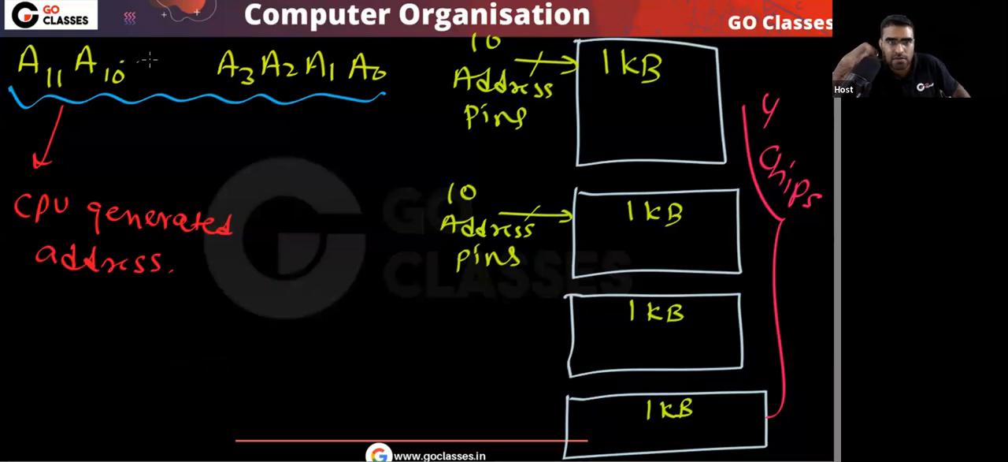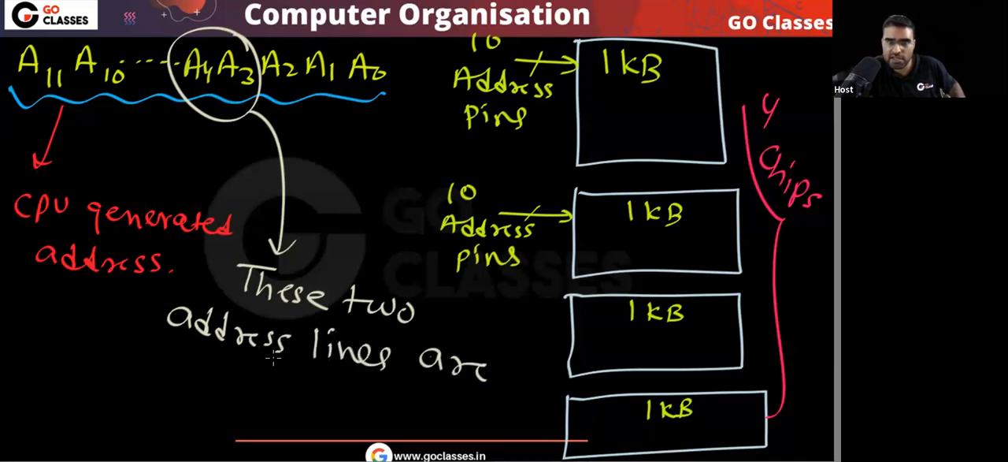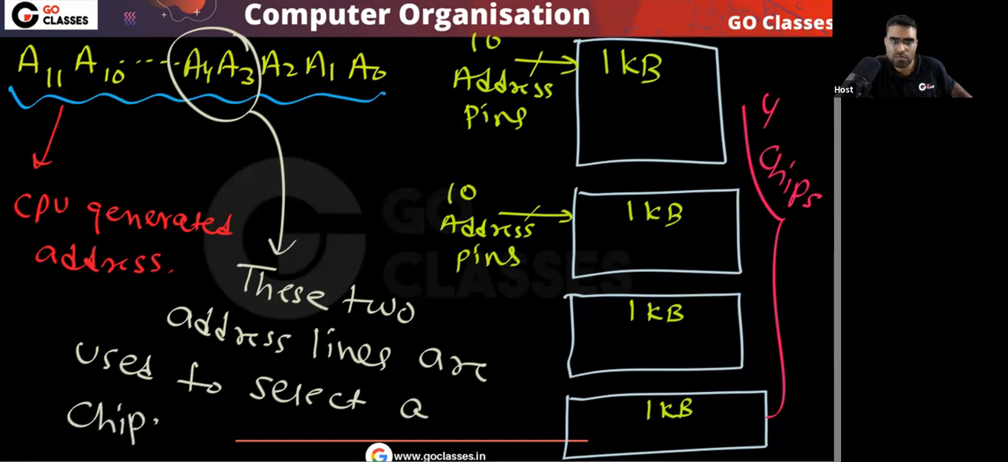So what is happening? These 2 are used to select a chip. Is this clear? You are using these 2 address lines to select a chip. You can see they are actually connected to the chip select of the memory module.